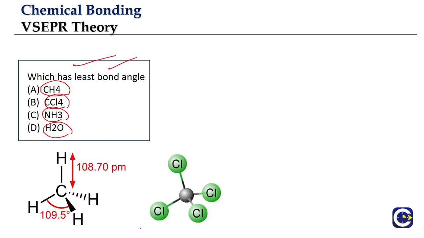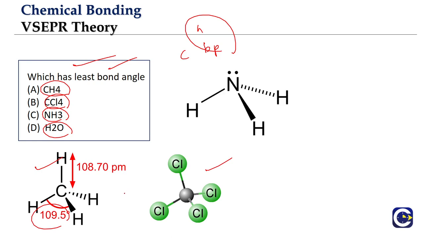See, methane and carbon tetrachloride. Carbon is basically bonded to 4 hydrogens in methane. It is bonded to 4 chlorines in CCl4. So carbon is surrounded by 4 bond pairs in both the examples. That's it. So what is the arrangement? It is tetrahedral arrangement, means the bond angle will be 109.5 degrees. In both the cases it is going to be 109.5 degrees. And what about ammonia?